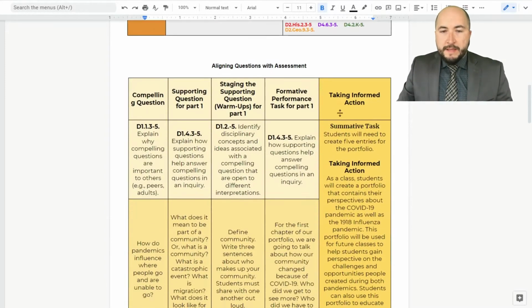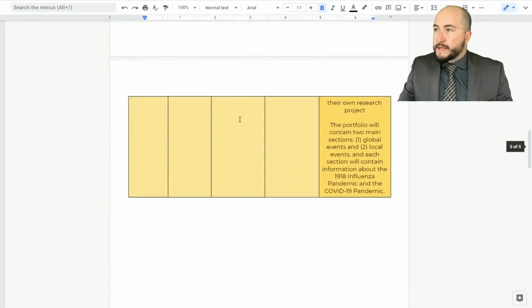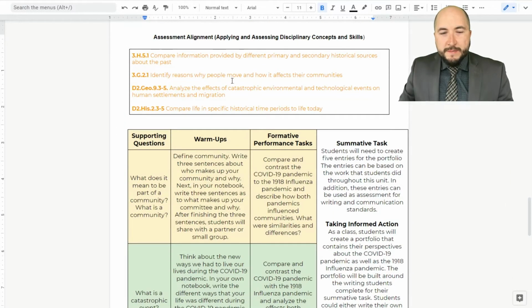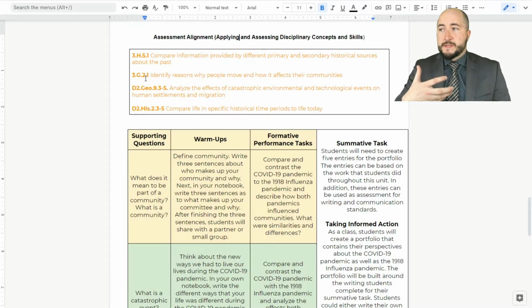So I'm going to scroll back down. So again, passing what we did last time, going all the way down to the bottom. And we're back to our assessment alignment. And these are the standards I really wanted to work with this time, because these are the disciplinary ones. And so these are the big concepts, like historical concepts and geographical concepts, that I want to make sure I hit. Not that the concepts of compelling questions aren't good, they still are, but I wanted to really focus on these, especially for this video.